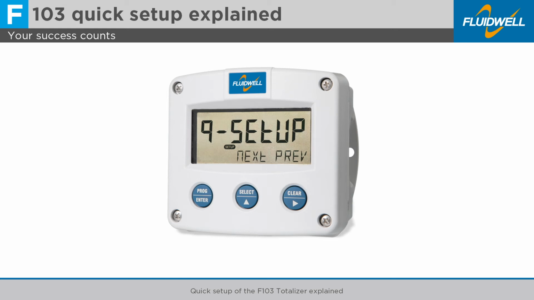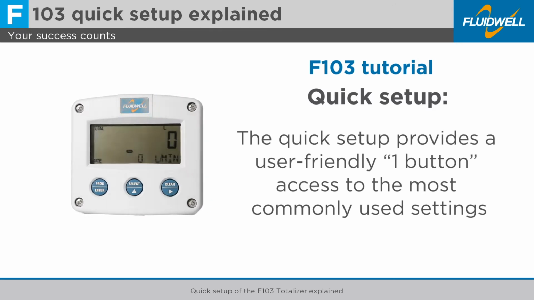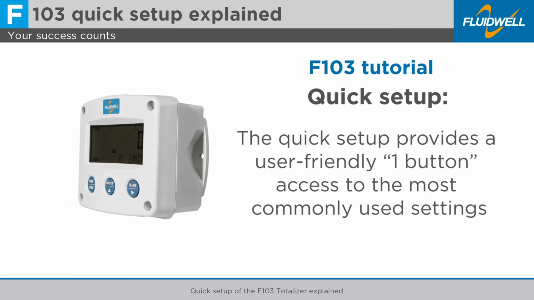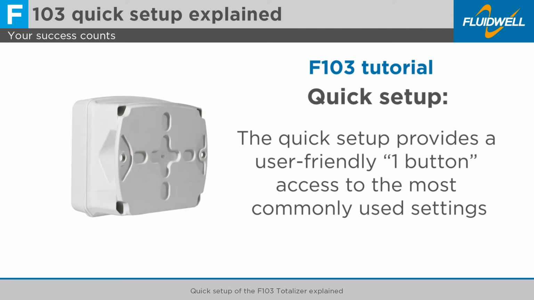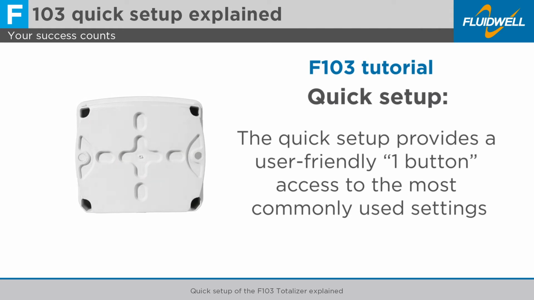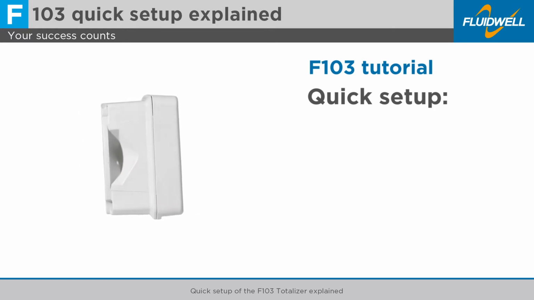The quick setup of the F103 Totalizer provides a user-friendly one-button access to the most commonly used settings. This saves time and makes commissioning an easy job. For more advanced settings, the full setup remains available. The following quick setup categories are available.